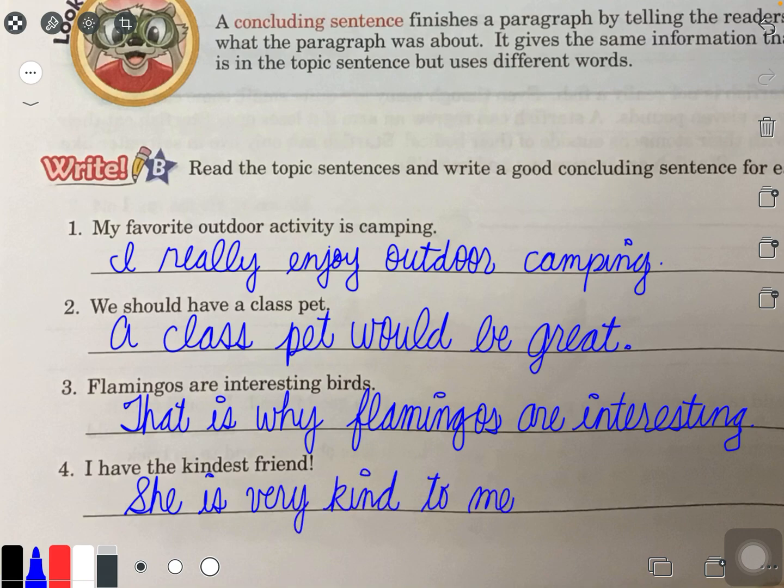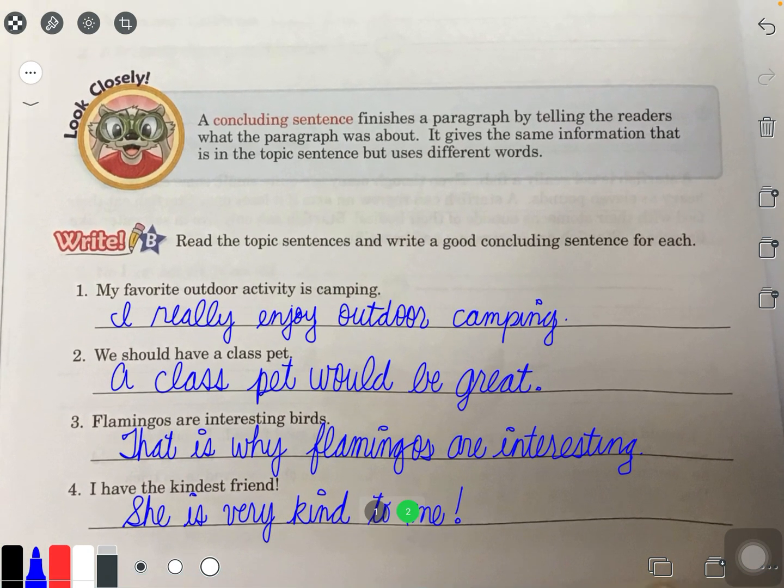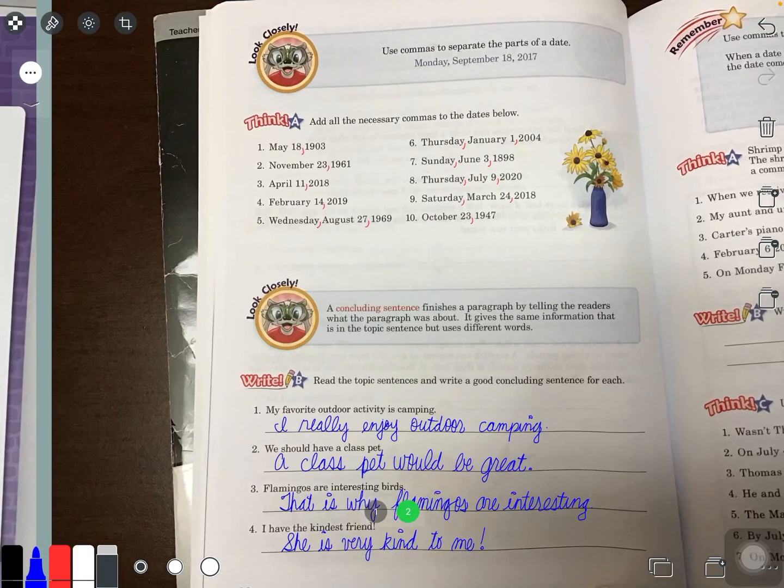to me! Exclamation point. This will all come together really one day in your writing lessons with Miss Cargill or even with me, why it's important to have a topic sentence and a concluding sentence. But very good job so far for today.